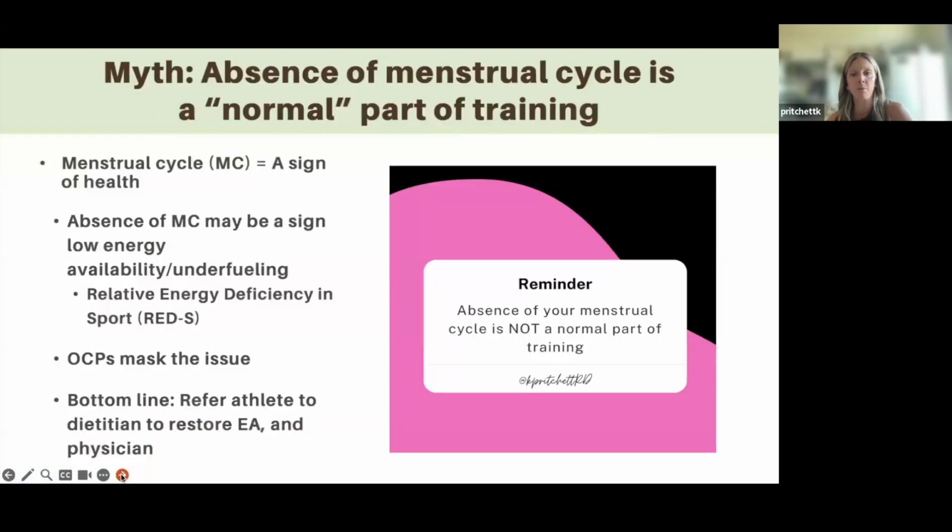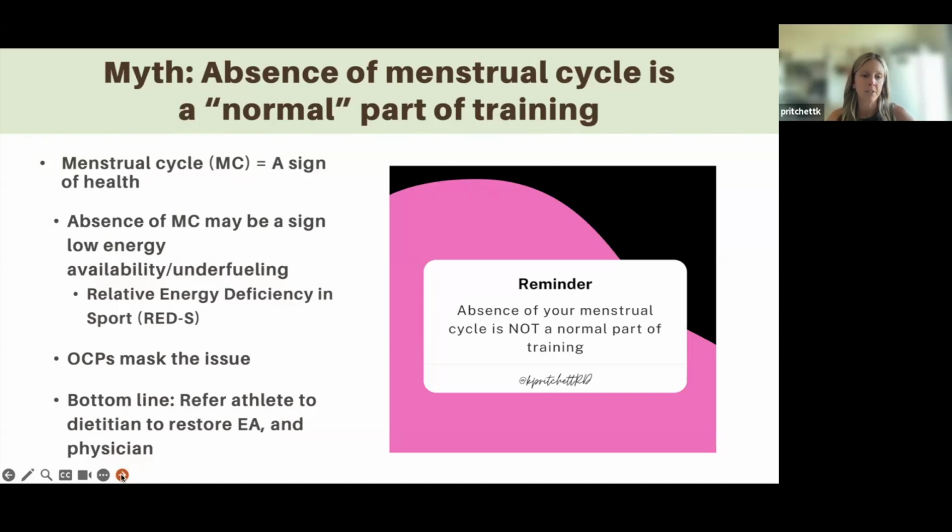And one thing I want to bring up, because I do think this is still, for whatever reason, a common myth that we may hear from even some doctors to this day: this idea that the absence of a menstrual cycle is a normal part of training. So an athlete who stopped having their period goes to the OBGYN, and the doctor may state that, well, this is just because you're doing a high training volume. This is absolutely not true. This is likely a sign that they're under fueling.